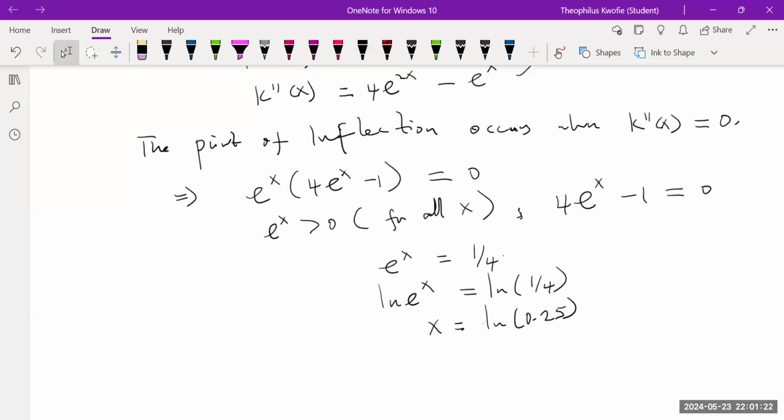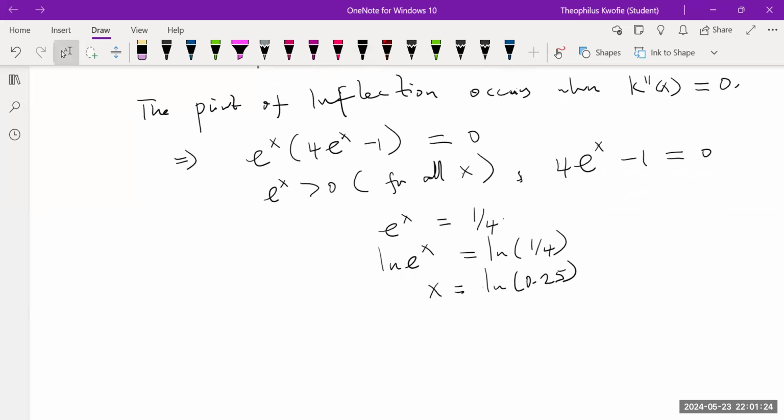Now, what we are going to do is plug this in, that's what we said. So we need the y coordinate of this potential inflection point. So what we do is go to the main function, then we evaluate it at where x equals the natural log of 0.25.